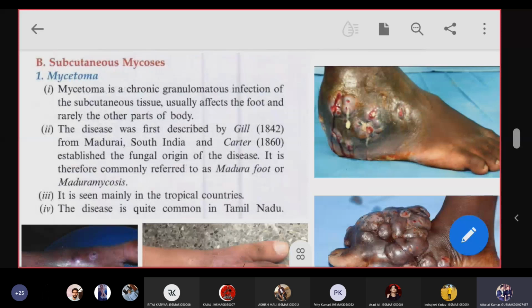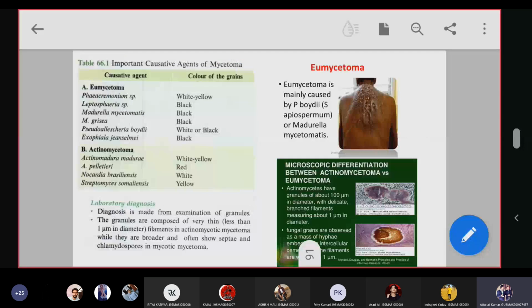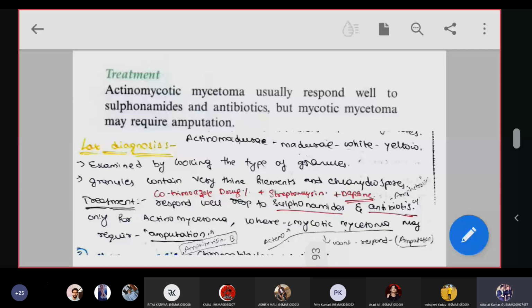Then there are two types of mycetoma. One is eumycetoma and the other one is actinomycetoma. Eumycetoma causes infection on parts of the body other than the foot, whereas foot fungal infection is called actinomycetoma. Eumycetoma is caused by Madurella mycetomatis, whereas actinomycetoma is caused by Actinomadura madurae, A. pelletieri, Nocardia brasiliensis, and Streptomyces somaliensis. For treatment, you can use cotrimoxazole, streptomycin, dapsone, sulfonamides or antibiotics. Mostly the patient may require amputation to treat the patient.